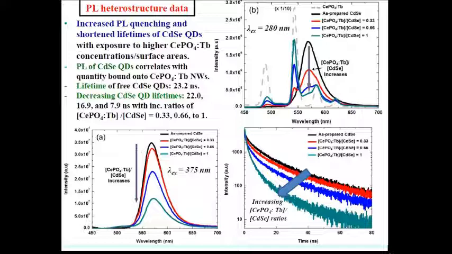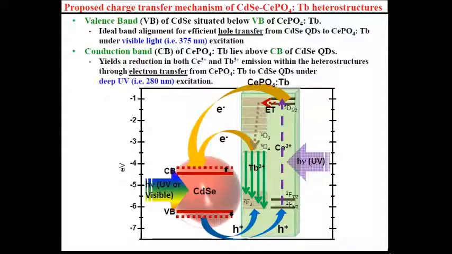Okay, so again, this happens whether I'm illuminating at 280 or at 375 nanometers. So how do I explain this? I explain this because the valence band of my quantum dots, which are right here below, is below the valence band of my cerium phosphate. And this is an ideal band alignment for hole transfer to take place from quantum dots to cerium phosphate. So under visible light illumination, 375 nanometers, which I'm showing you right here, I basically have hole transfer taking place from my quantum dot to my cerium phosphate.